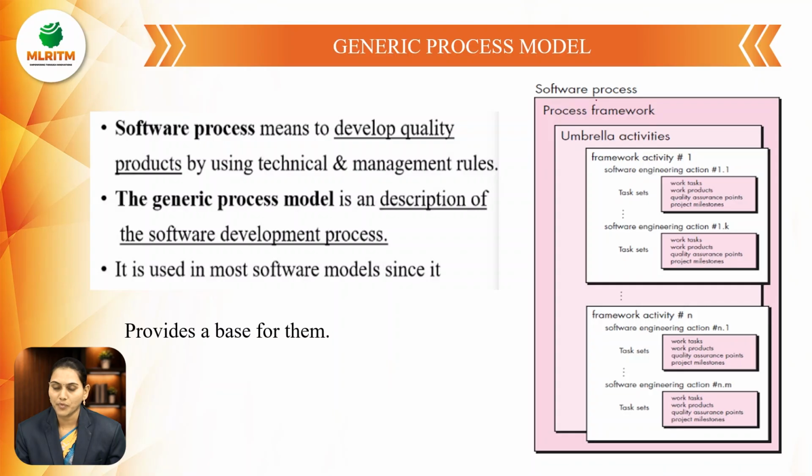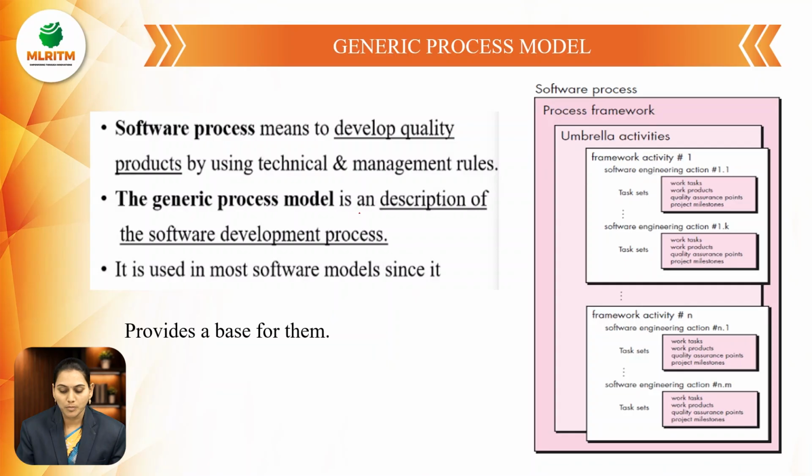First of all, what is a software process? A software process means developing quality products by using software engineering rules, technical and management tools. The software process or generic process model consists of two parts: process framework activities and umbrella activities. The generic process model is the base for all process models.